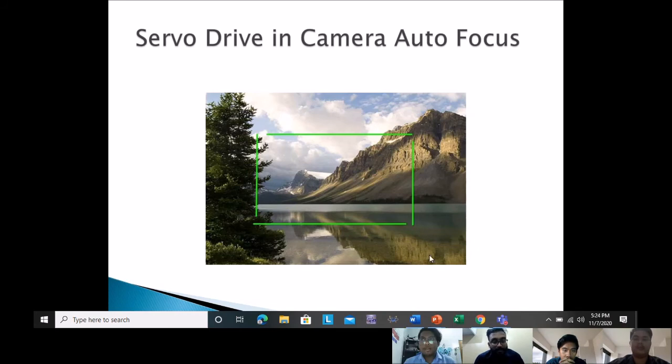It's the servo drive in camera auto focus. Okay, you can see from the picture there is the green line. That line is the focus area. When we take a picture with the camera and touch the picture, it will focus at the middle, right? So it's like that. Okay, we go to the explanation.